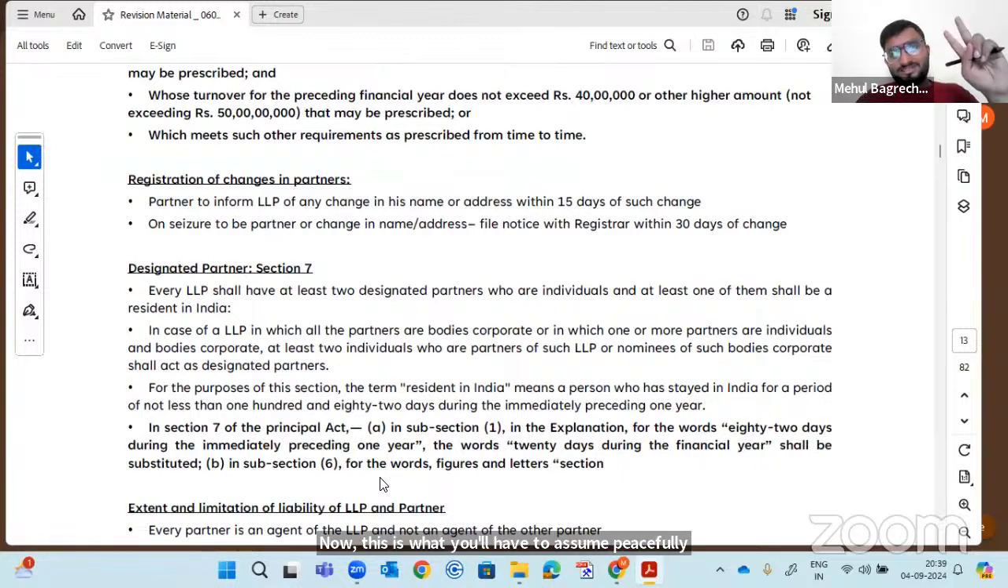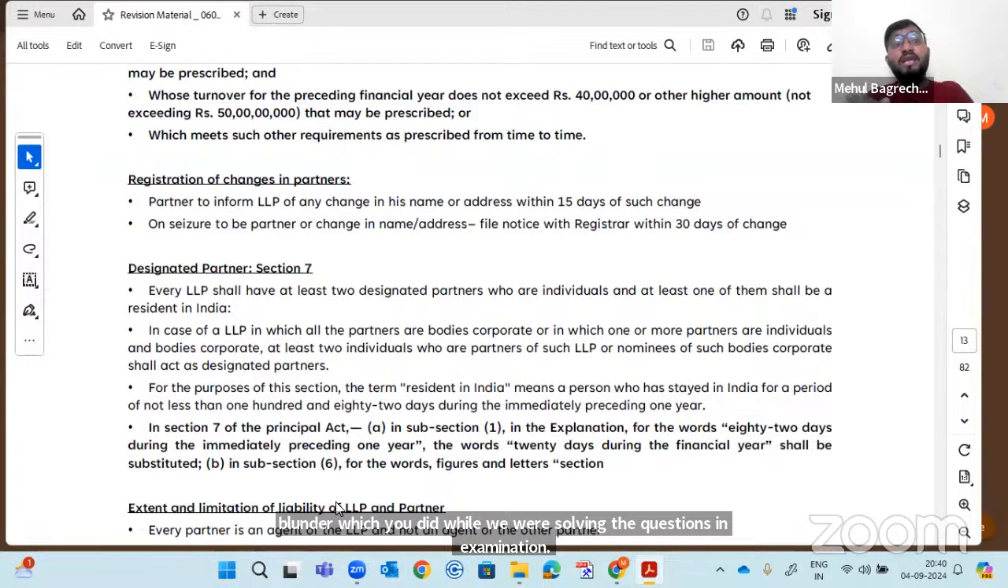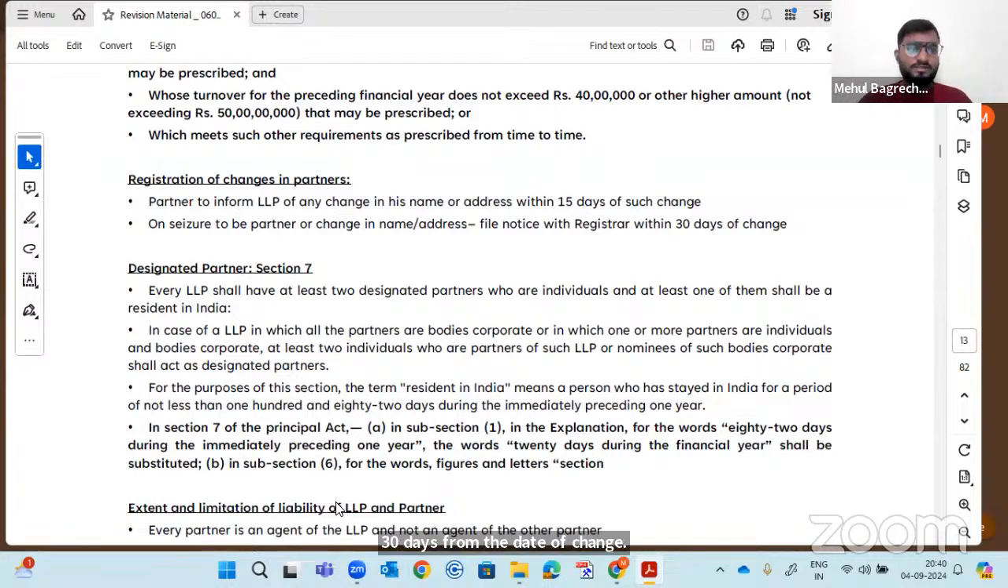Now, this is what you'll have to assume. 2 important conditions. Whenever there is a change in the partner's name or changes in the address of the partner, you will have to inform the LLP. Within how many days? Within 15 days. Within how many days will the LLP inform the registrar? Within 30 days of such change. If you remember the blunder which you did while we were solving the questions in examination, 15 days from the date of change, 30 days from the date of change. This is about your changes in the partners.